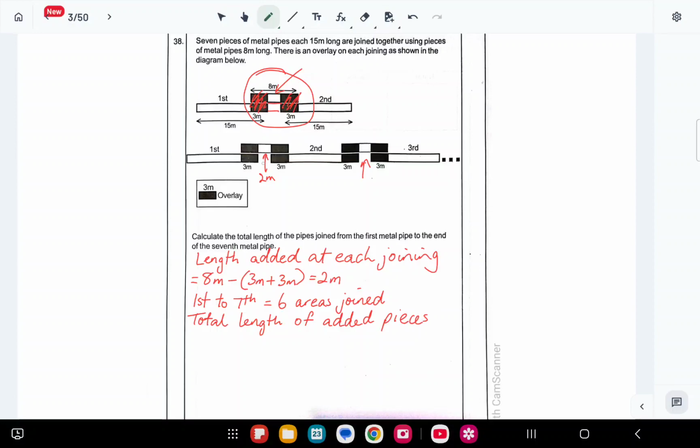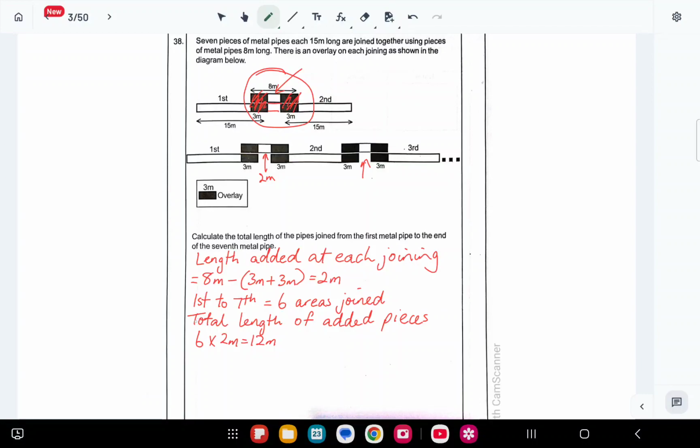So to calculate the total added pieces, which are these here in the middle, we take the 6 faces and multiply it by the length of one added piece, which is 2 meters. 6 multiplied by 2 is 12 meters. So you get a total of 12 meters added on to the length here.